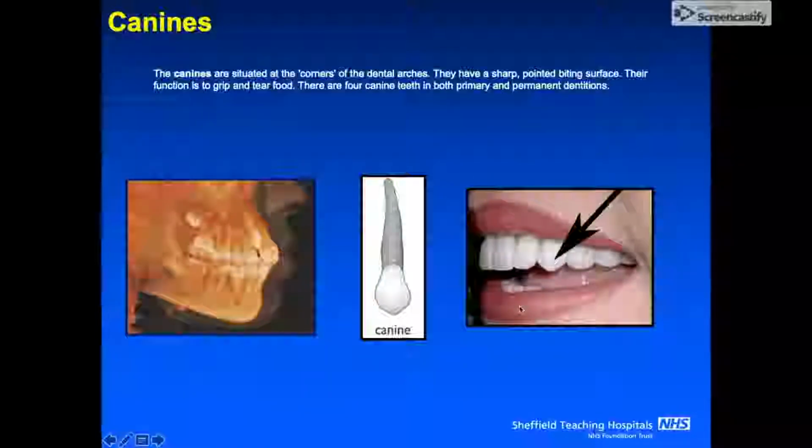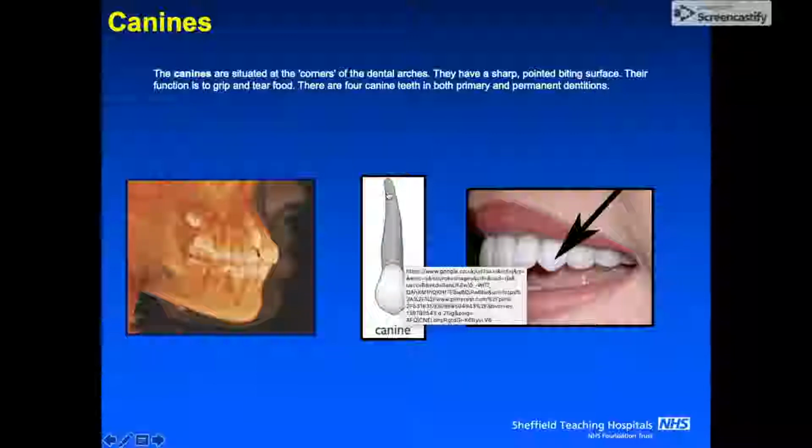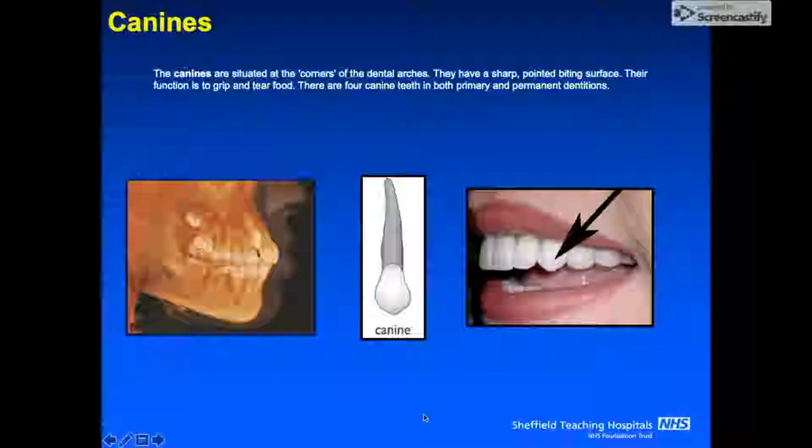Canines are situated at the corners of the dental arches and they are sharp, pointed biting surfaces. Their function is to grip and tear food. There are 4 canine teeth in both primary and permanent dentitions. Once again, they have a single root. They usually have longer roots in comparison to the incisors. So it's easier to differentiate between the incisors and canines.